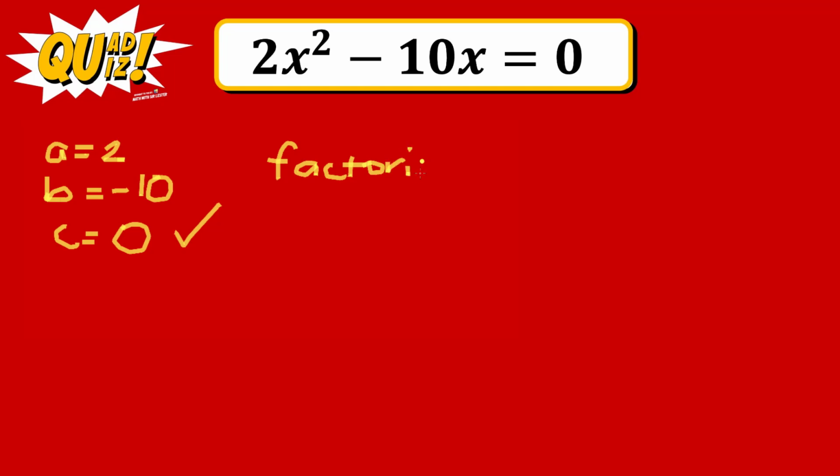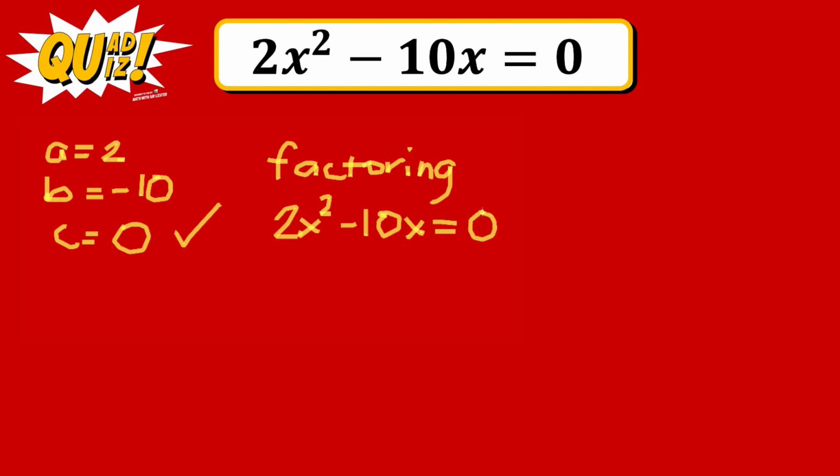monomial factoring. Why do we specify that we could use common monomial factoring? Because that is only true when C is equal to 0. If C is not equal to 0, there is still a type of factoring that we could do. But for this, we'll be using the common monomial factoring for this given equation. 2x squared minus 10x is equal to 0.